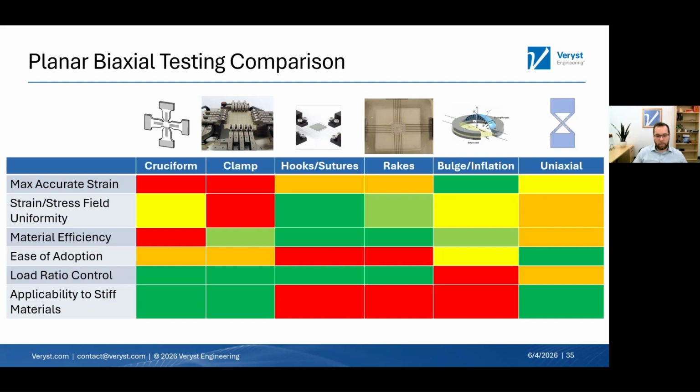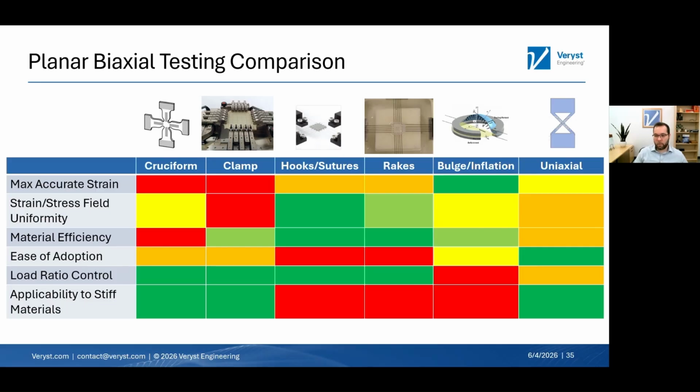In terms of ease of adoption, it's very split here. The cruciform and clamp, they need specialized test equipment. They need a biaxial tester, and they need some degree of expertise, but not as strong as the expertise required for hooks and sutures and rakes, which really ranks them the lowest. For bulge inflation, it's sort of in the middle because it is easy to use in a dedicated biaxial test system. It's certainly easy to build if you want to build one yourself, but it comes with that difficulty of how to set up your test appropriately.